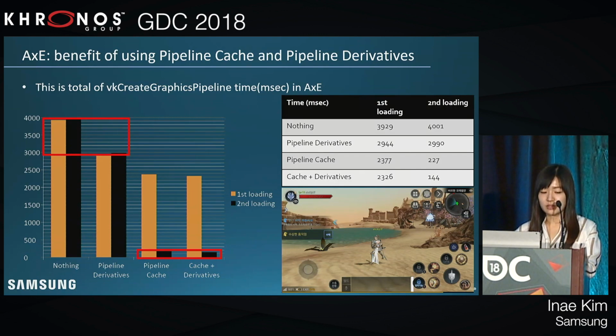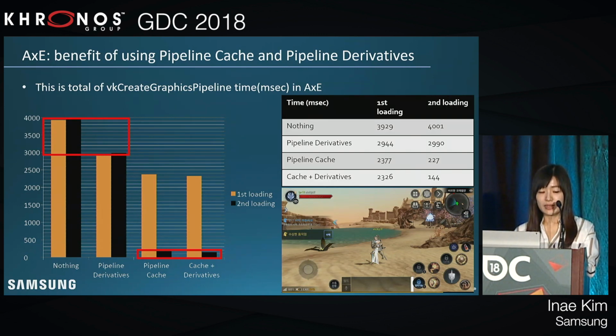As you can also see, in the second red box at the bottom, using pipeline derivatives with the pipeline cache gives a little difference compared with using only the pipeline cache after the second loading time. In this case, using the pipeline cache after the second load makes a difference with pipeline cache and derivatives. Basically, the pipeline cache is fast after the second load, but pipeline derivatives can make a little more improvement.